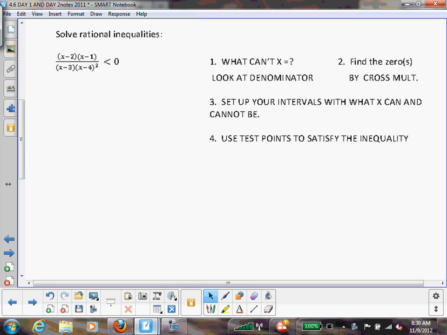Here we go. So, solving rational inequalities. There's a couple of different forms of this problem. The easier ones are these that are basically a fraction with respect to 0. You're comparing it to 0.